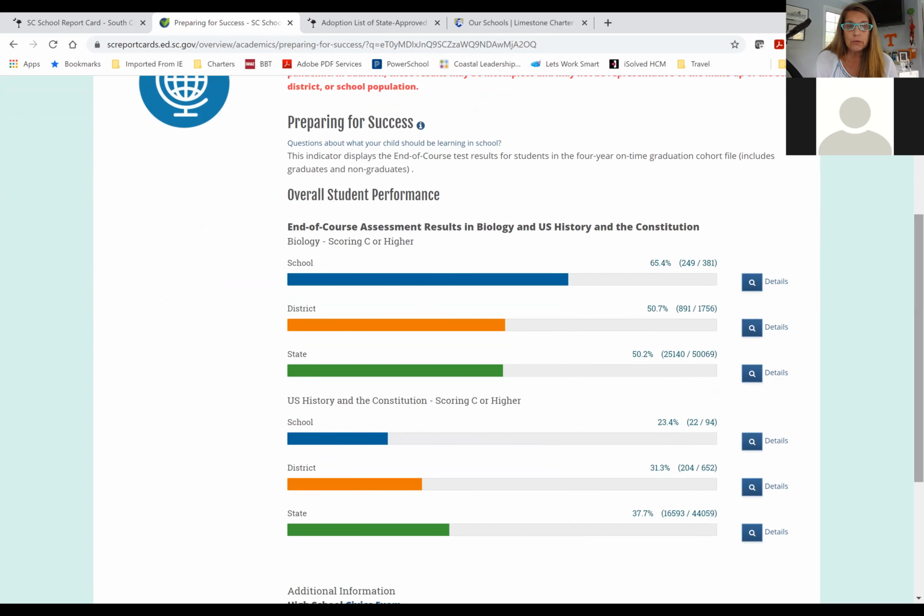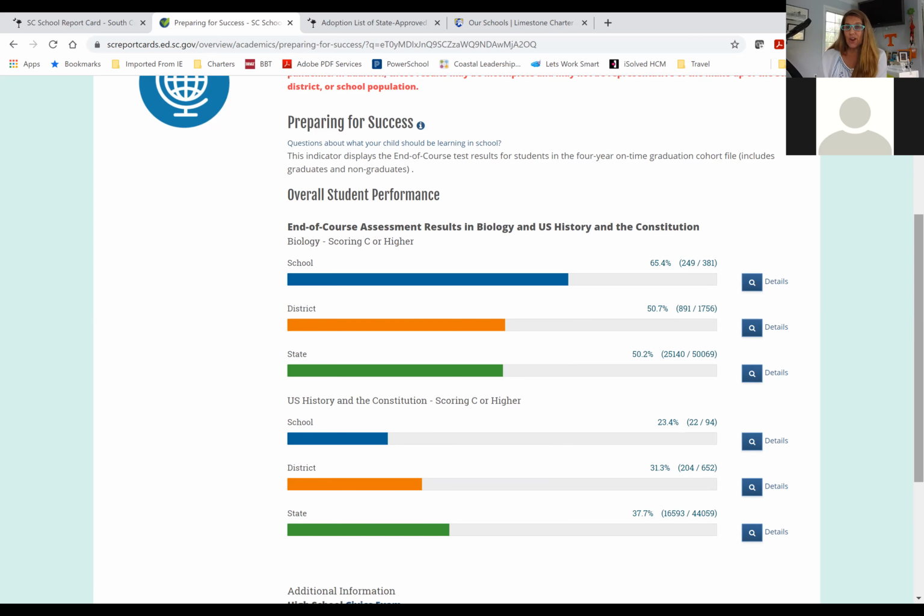Again, in school for biology, they made a 65 where the state was a 50. And in US history though, wow, they had a 23 where the state was 37.